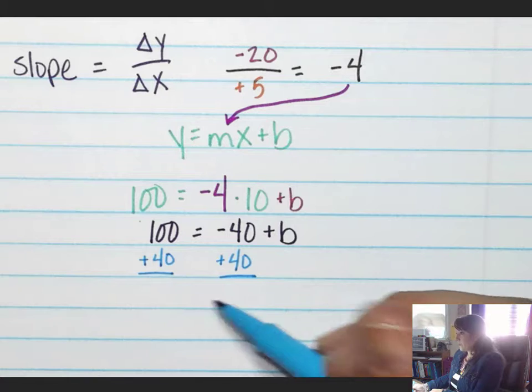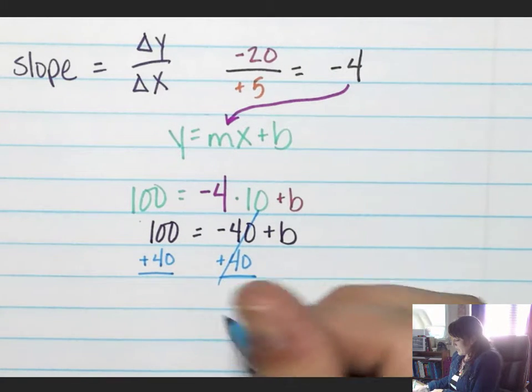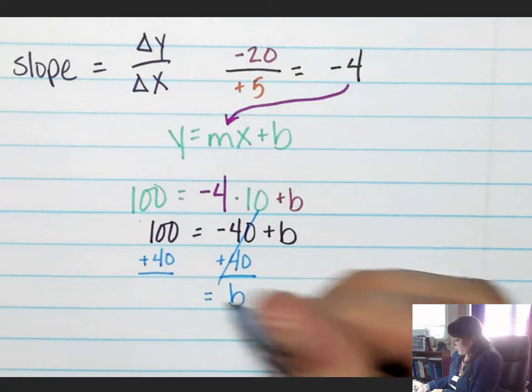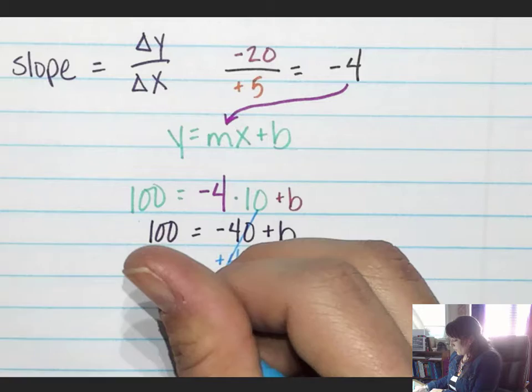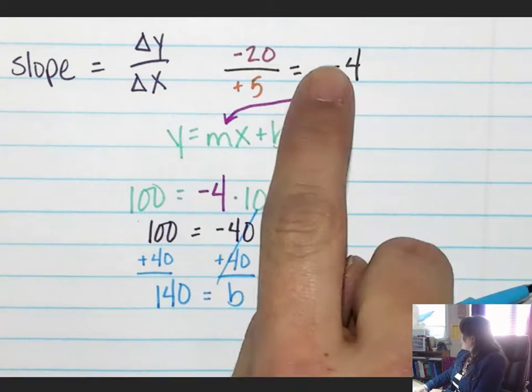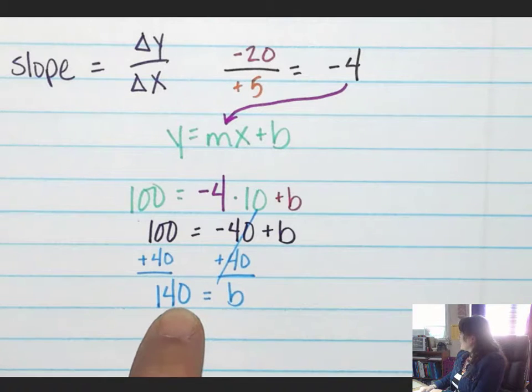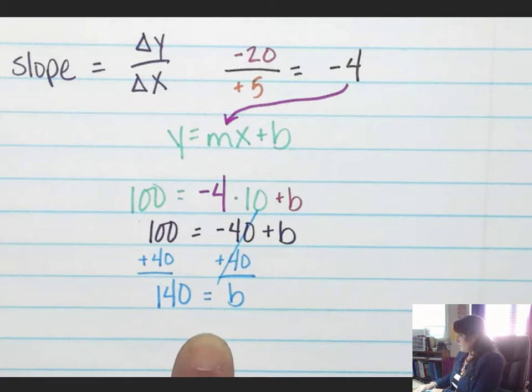Negative 40 plus 40 cancels because it's nothing. The b stays because it's not going anywhere. 100 plus 40 is 140. So m is negative 4. B is 140. That's how we solve for B with a table when I don't know.